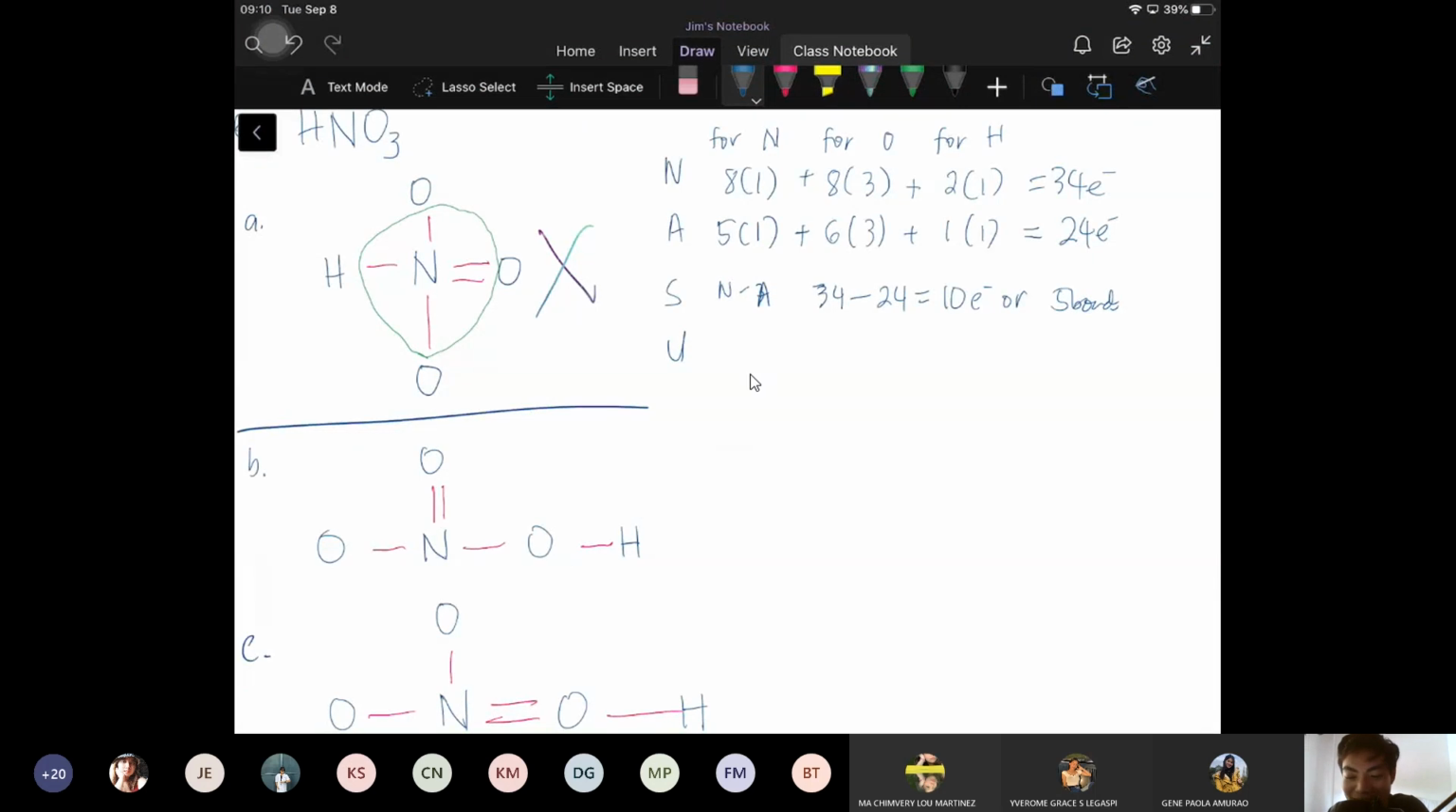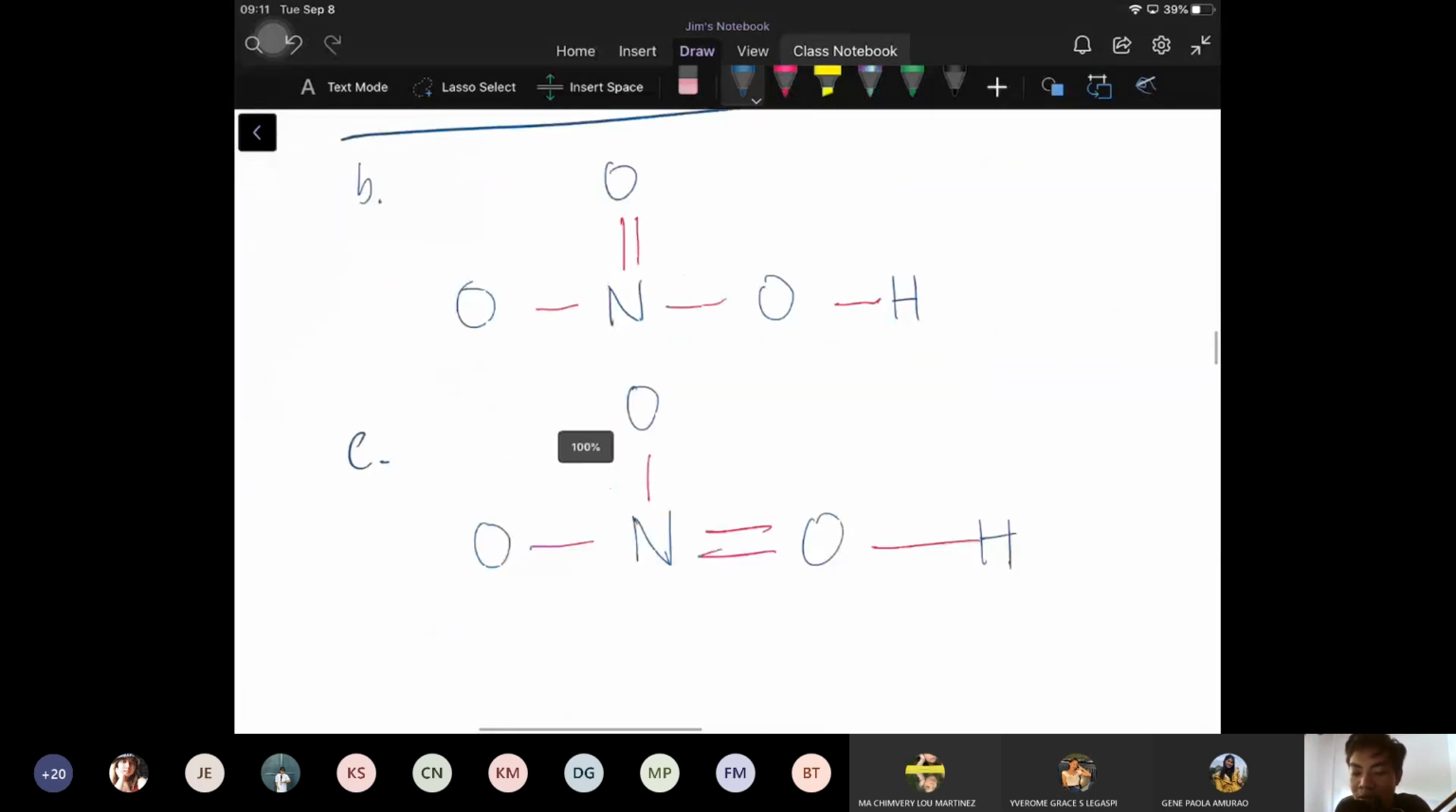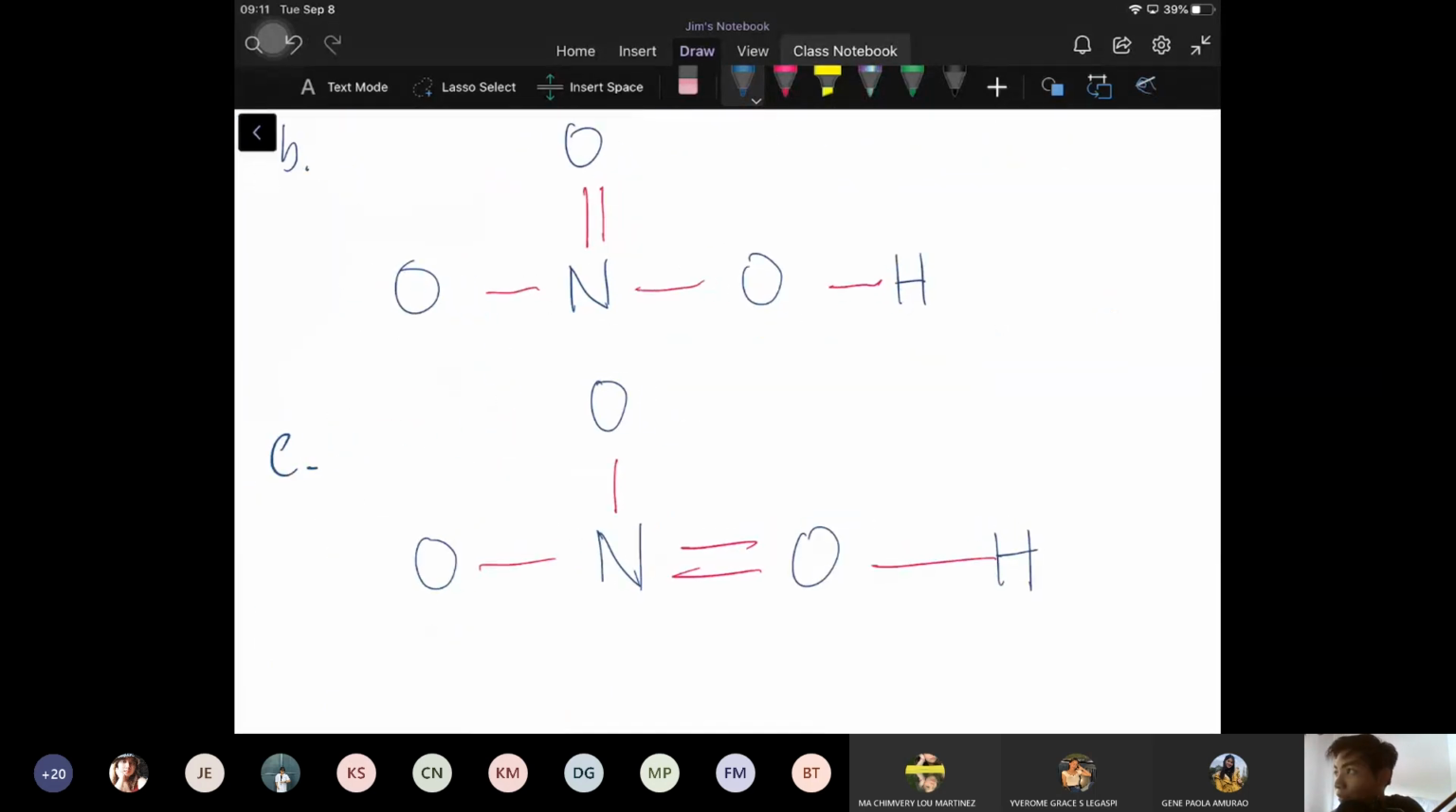Tapusin muna natin yung unshared. Natanggal na naman natin yung isang impostor. So, unshared. Again, the formula is A minus S. So, that's 24 minus 10. 24 minus 10 electrons, 14 yan, or 7 lone pairs. So, I have to distribute my lone pairs in such way that it will follow the octet rule na, no? So, masusunod na yung octet rule. So, gagawin ko muna yung kay B.